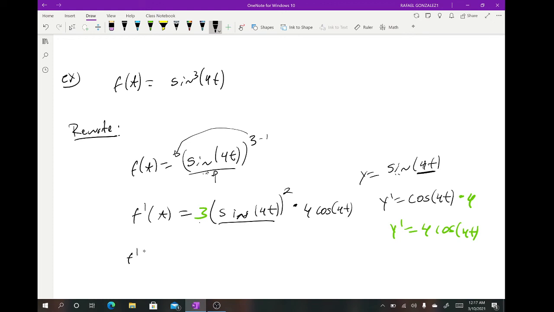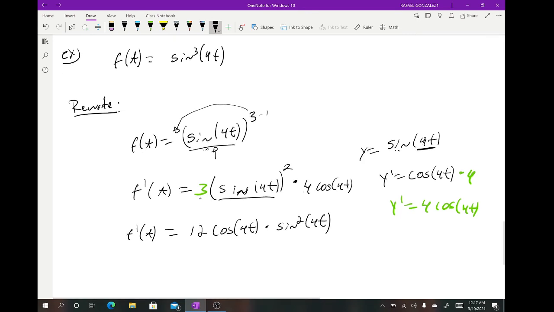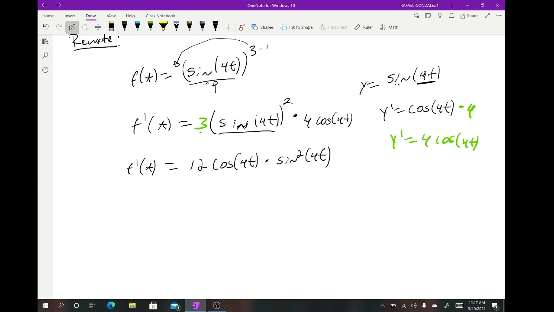And then when we simplify this a little bit more, we have f prime of t is equal to 3 times 4 is 12. So I'll say 12 cosine of 4t times sine squared of 4t. I think this makes it look nicer. Okay, and that's the solution for this problem. So here we have to apply the chain rule more than once.